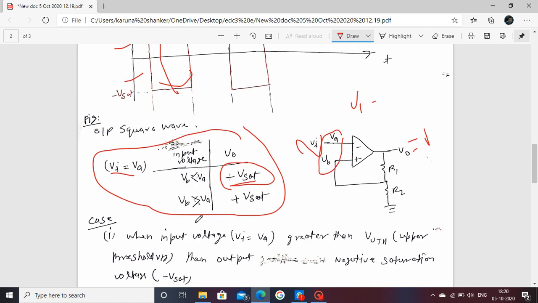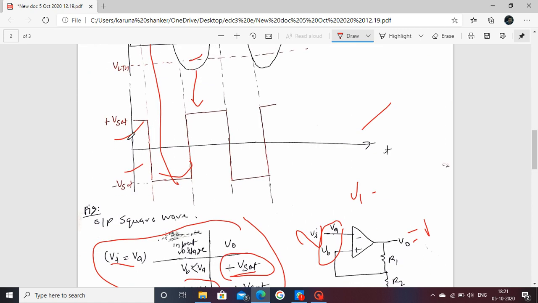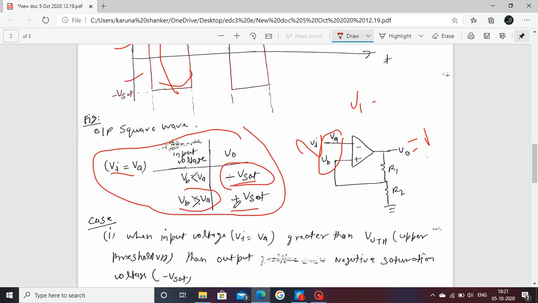Next, when VB is greater than VA, the output is plus V set. Here, VB means the lower threshold voltage, and this value is greater than the input voltage. This one is more negative, so compared to it the input is greater. That's why when the lower threshold voltage VB is greater than the input voltage, the output is plus V set. This is your plus V set. So there are two output levels: one is plus V set, the next is minus V set.